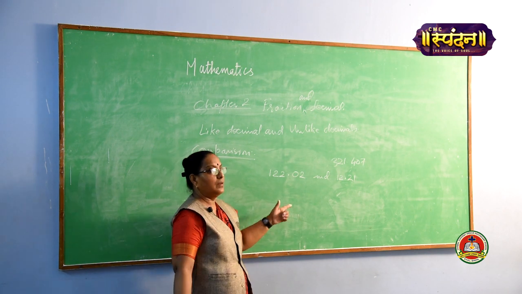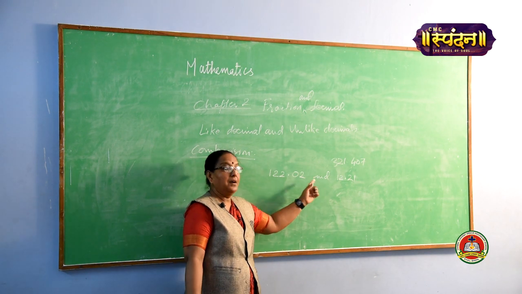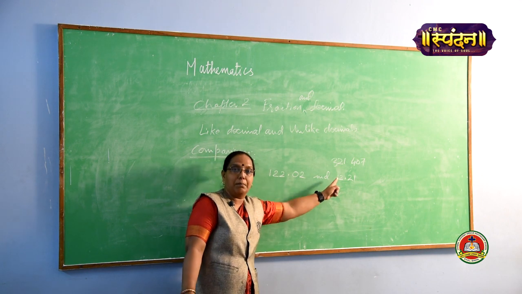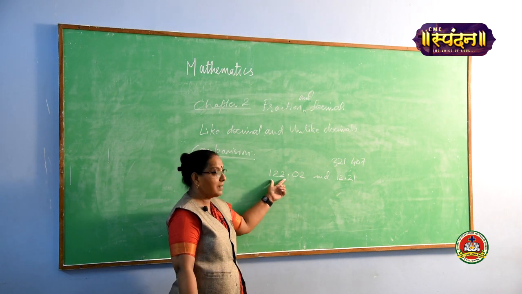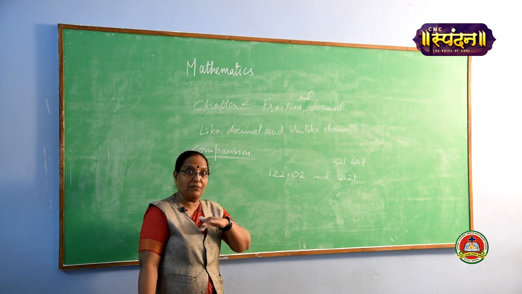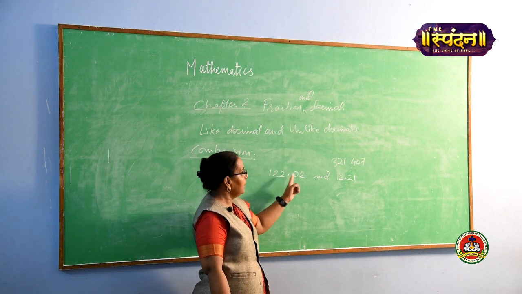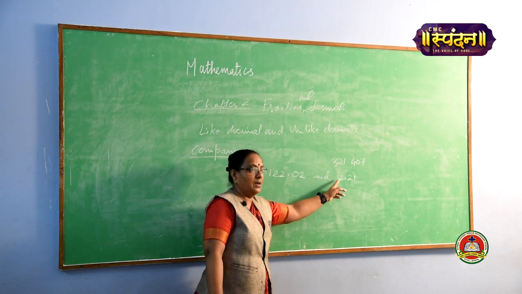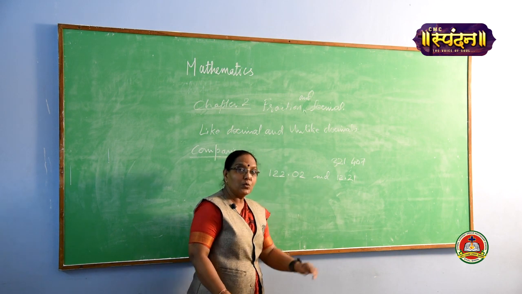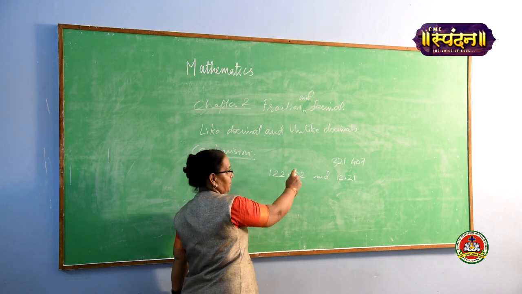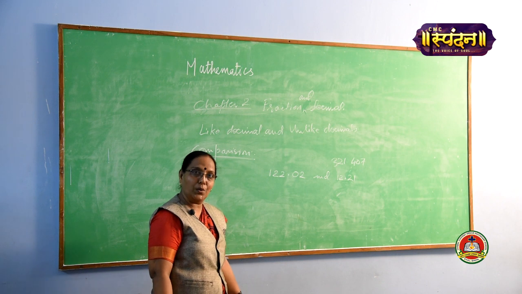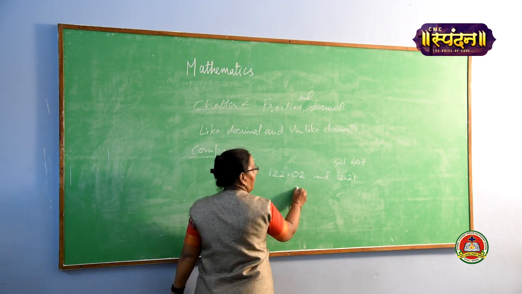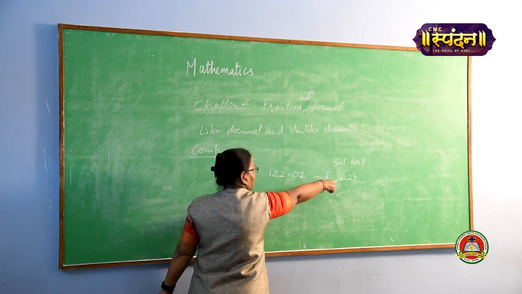So, first of all, go through the number, compare the whole number part. Whole number part means the digits before the decimal. Compare the whole number part of the numbers. So, out of these 2, which one is smaller? 12, because this is 122. So, when you compare this one, you can easily see that this is smaller.